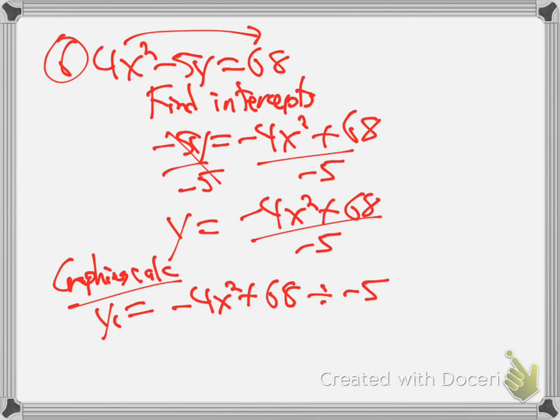That won't work. What's wrong with typing y1 equals that right there? That's a divide symbol there. Why is that not right? What do I need to do to fix it? You must put parentheses around that. Otherwise, it's only going to divide the 68 by 5. It doesn't know the minus 4x squared plus 68. The whole thing is divided by the -5. It doesn't know that unless you put parentheses.